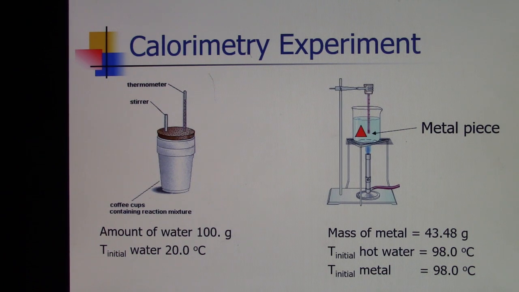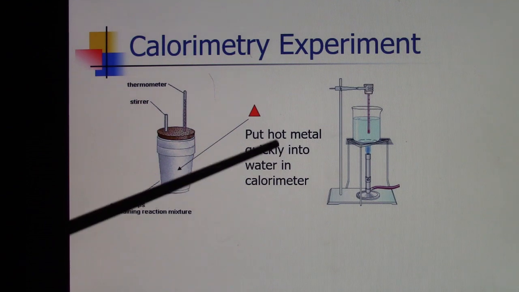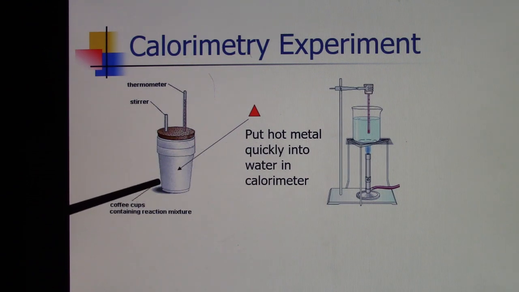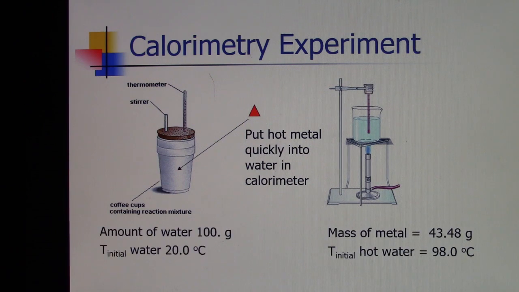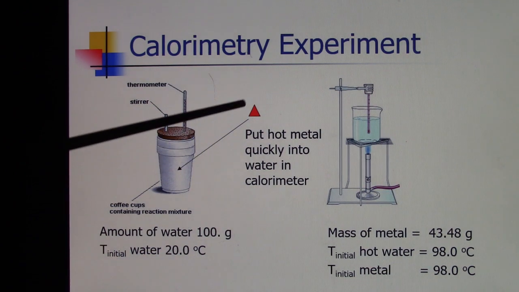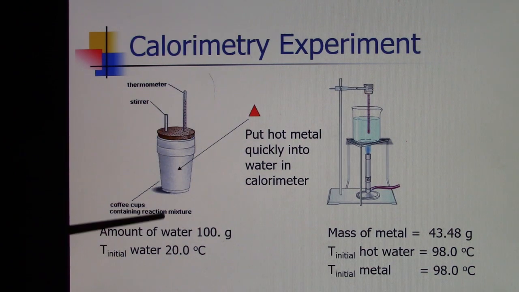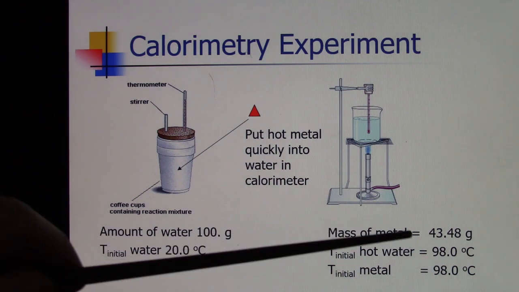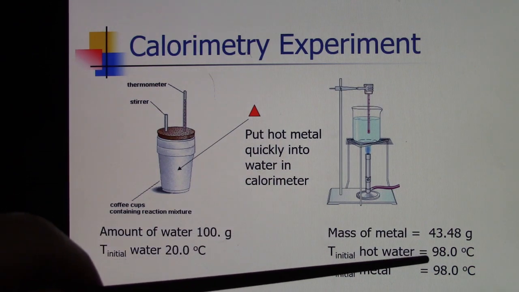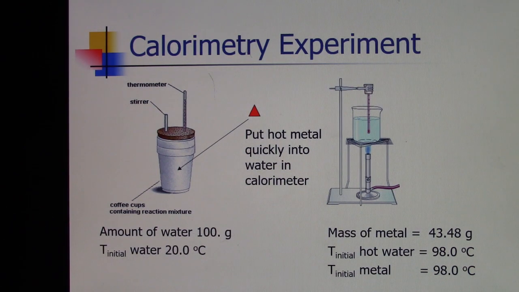After you've done that, what you're going to do is quickly put the hot metal into the calorimeter. You put it in quickly so it doesn't lose heat very fast. None of this has changed yet. So put the hot metal in there. The water is still 143.48 metal. Here's the initial temperature.